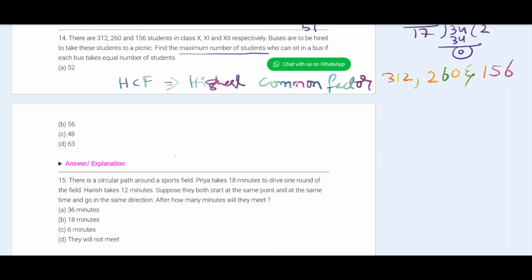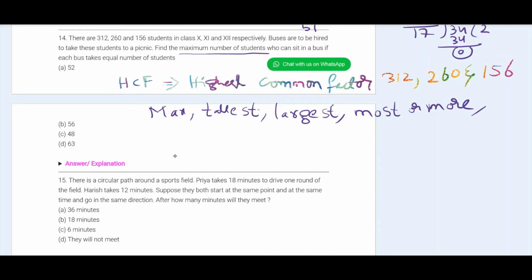Whenever we have word problems, if it gives terms like maximum, tallest, largest, more or most, so whenever it's the biggest, whenever we have keywords like these, we need to find the HCF because it's the highest one. So whatever terms are synonymous with highest, the tallest, largest, biggest, we need to find the HCF. It's like a tip for you to remember what to find, whether to find the HCF or the LCM. So in our question, we need to find the HCF.